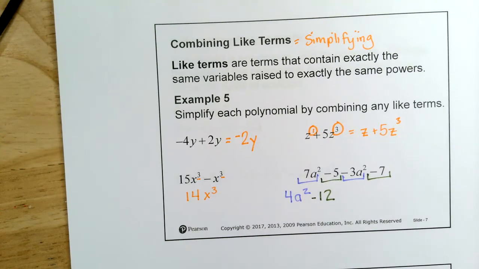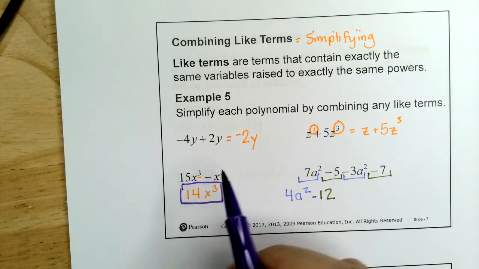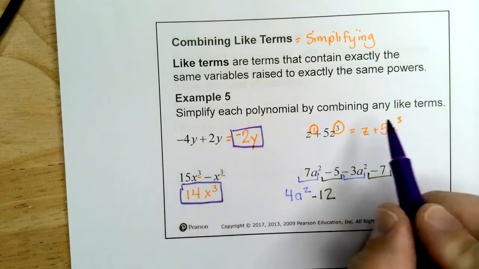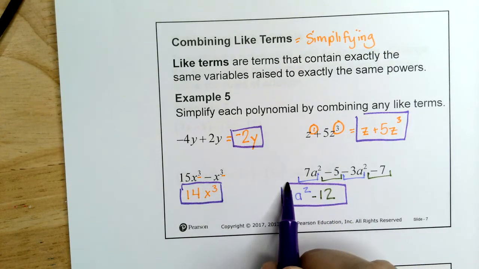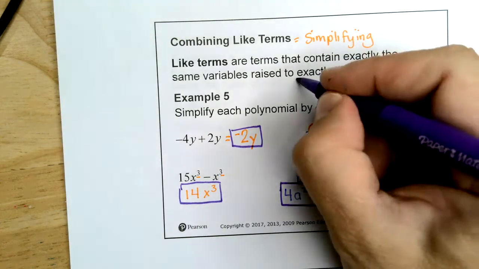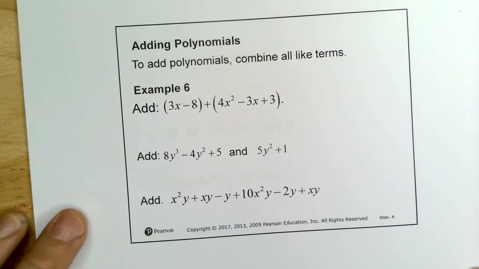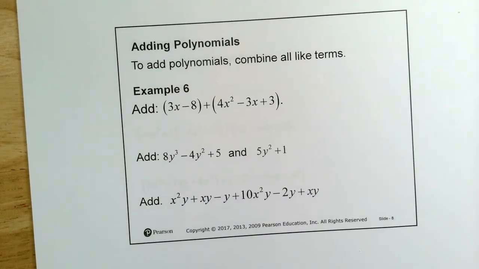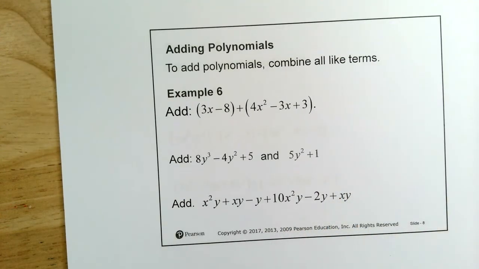All right. So those are our simplified polynomials. We simplified them as much as we could. We combined terms that were only exactly alike. Okay. To add polynomials, combine all like terms. Adding polynomials is just like combining like terms, which is just simplifying.